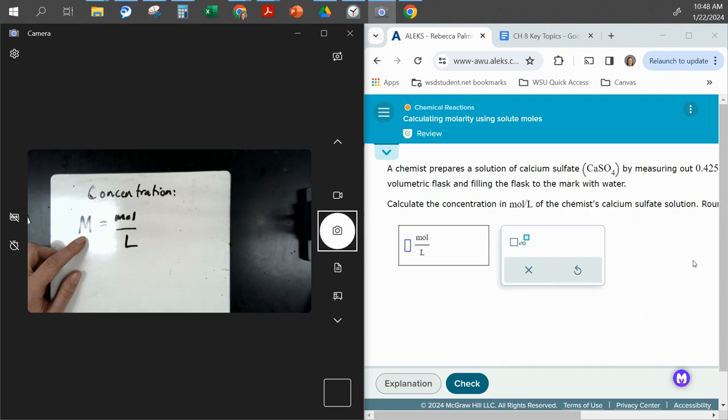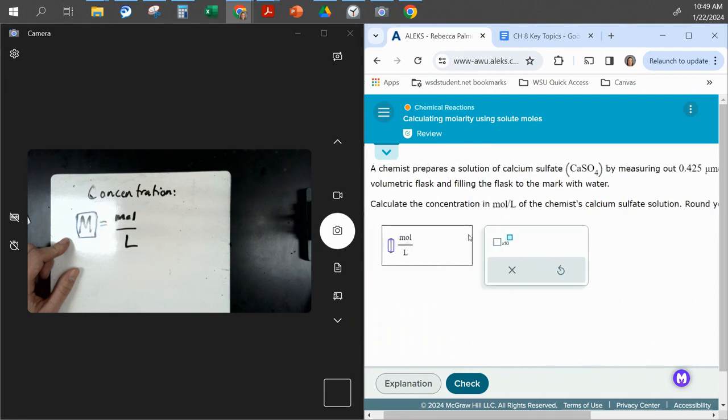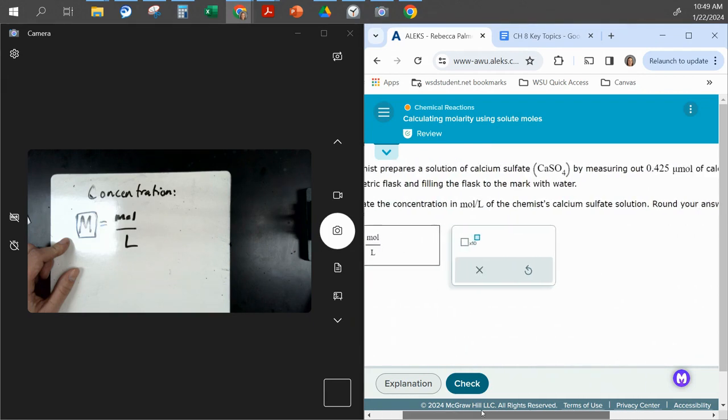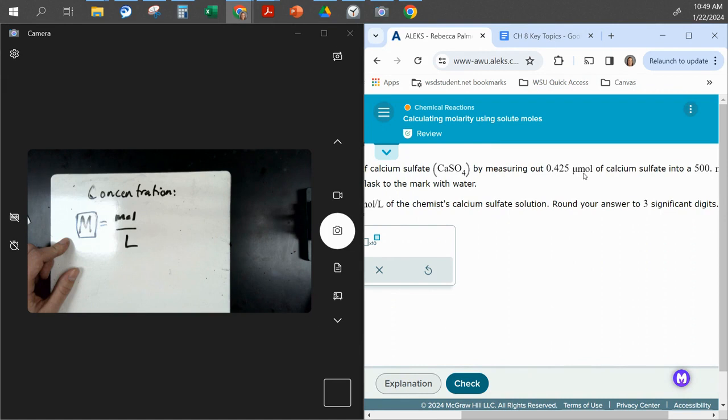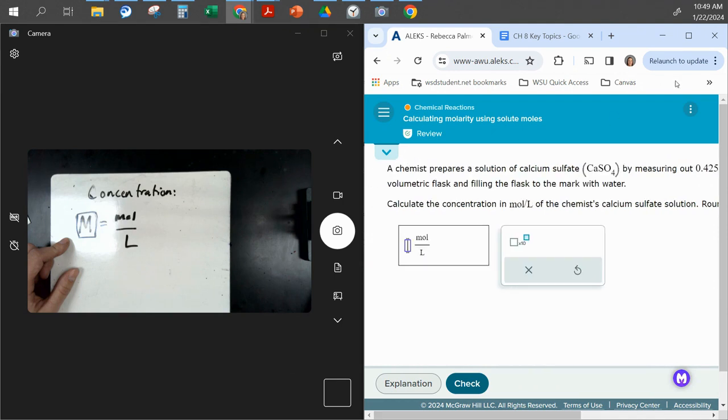On this particular question, you need to check. Sometimes they want the concentration in different units. Big M is always moles per liter, but sometimes we need different units. So this one is asking for moles per liter, but they're giving us micromoles and milliliters. So we're going to convert both of those to the correct unit.